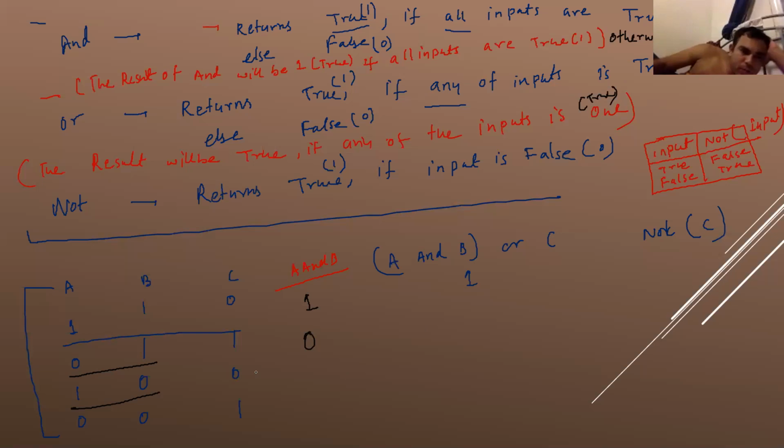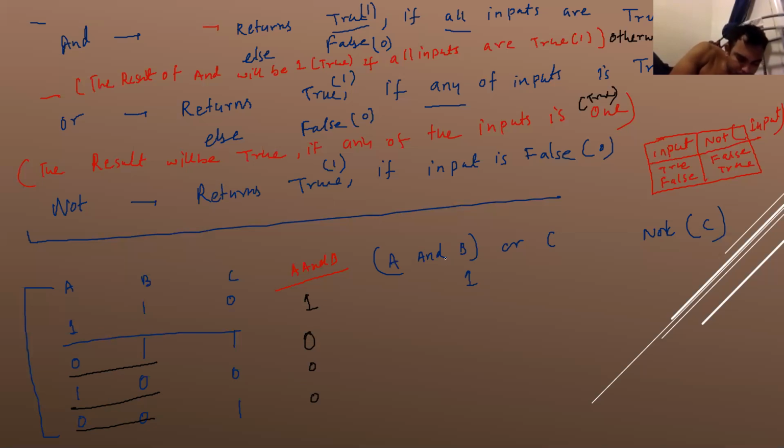In this case, 0, 0. Correct. Why? Because all the inputs are 0. None of them is 1. Okay. For the output of A and B to be 1 or true, we require each and every input to be 1 and true.